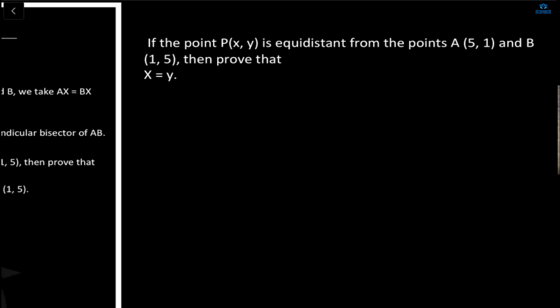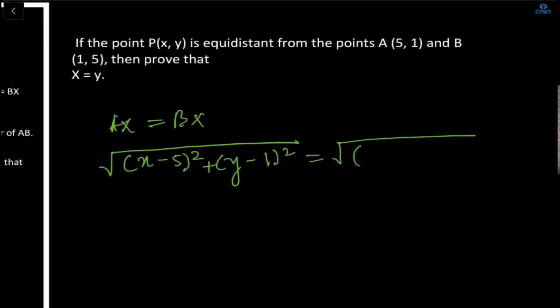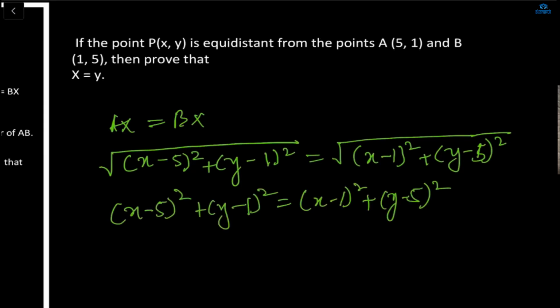P (x, y) is equidistant from the points A and B, then prove that x is equal to y. Since P is equidistant from A and B, therefore AX is equal to BX. So if we find the value of AX, it will be the square root of (x minus 5) square plus (y minus 1) square, which will be equal to (x minus 1) square plus (y minus 5) square. Now squaring both sides.